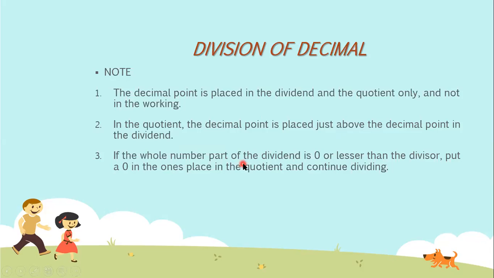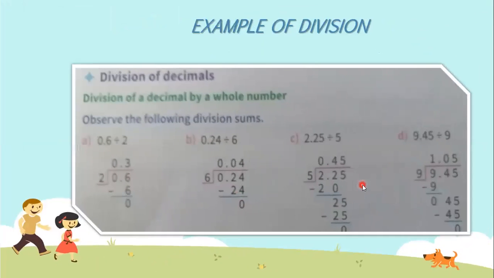If the whole number part of the dividend is 0 or lesser than the divisor, put a 0 in the ones place in the quotient and continue dividing. Let us see with the examples. Division of a decimal by a whole number. See 0.6 by 2. What do you have to do?